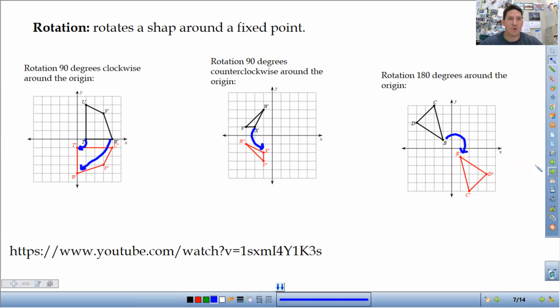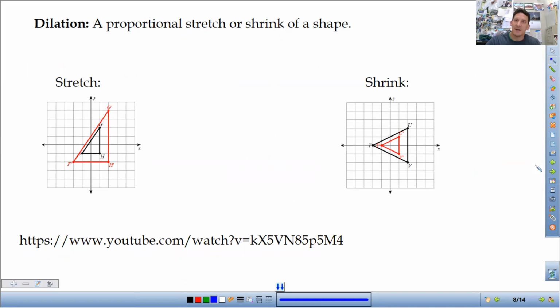And the last one we need to talk about is a dilation. A dilation is where you're either stretching the figure out or shrinking it down around a certain point. We're just going to be dealing with ones that are stretched or shrunk around the origin. All right, so this is a stretch. You can see the black shape is the original one. It gets stretched out to the red shape, or there can be a shrink. So the black shape is the original, and it gets shrunk down to the red shape.